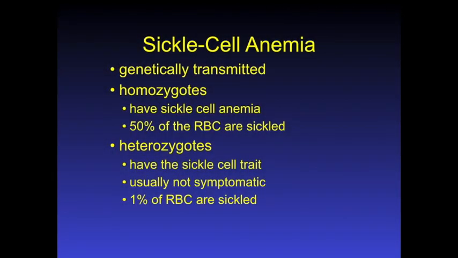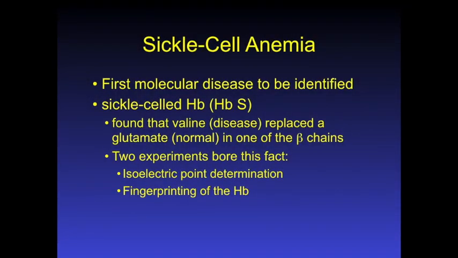It is seen more often in the African American population, genetically transmitted. Homozygotes have sickling. About 50% of the red blood cells are sickled. Heterozygotes have the trait, usually not symptomatic, and about 1% of their red blood cells are sickled. We identify a sickle cell hemoglobin by giving it the designation hemoglobin HbS, okay, to say it's sickled.